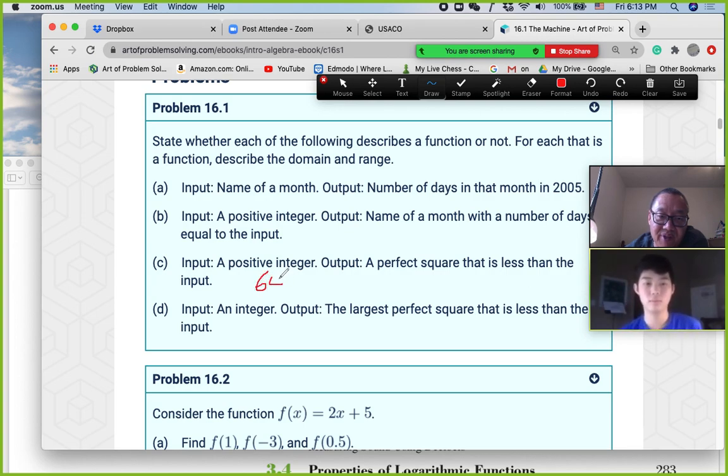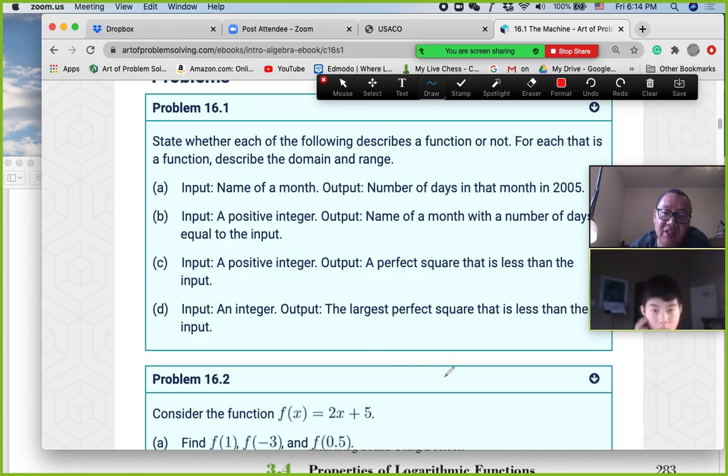Now let's suppose this input number is 64. Then we can find 16. 16 is less than 64, a perfect square. Then another, 9, right? Also 4 and also 1. So we have 4 outputs corresponding to this 64. Geometrically, if you draw a vertical line at the x coordinate 64, then you have at least 4 y intersection points. So that means this one is not a function.